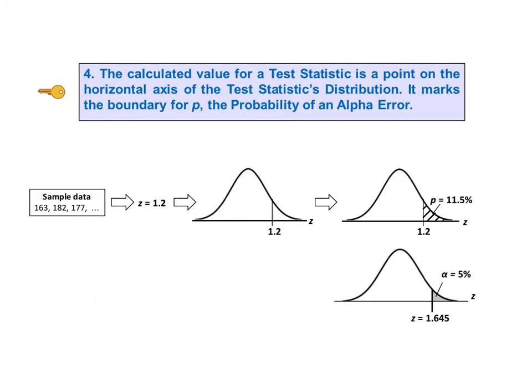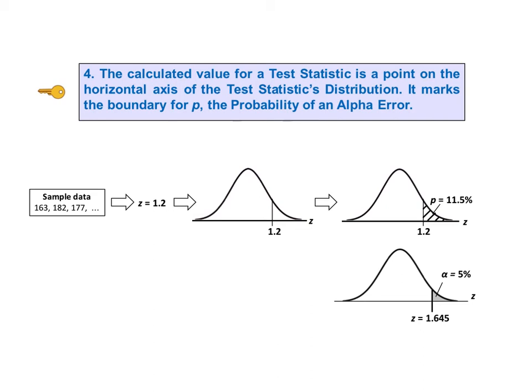KTU number 4 says, the calculated value for a test statistic is a point on the horizontal axis of the test statistic's distribution. It marks the boundary for p, the probability of an alpha error. Earlier, we showed a formula for calculating the value of the test statistic t from sample data. The formulas vary by test statistic and test.